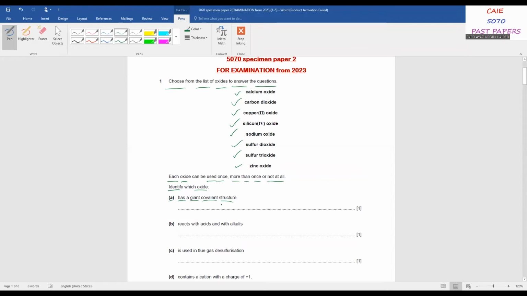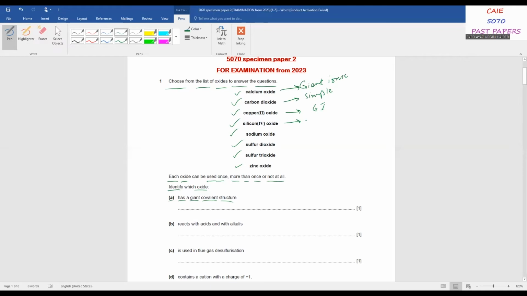For this, we'll see the structures of all these oxides. Calcium oxide is an ionic compound. So ionic compounds have giant ionic structure or giant ionic lattice. So I will write here giant ionic. Calcium oxide is giant ionic. Carbon dioxide, simple structure. So you write simple. Copper 2 oxide, it's an ionic compound. Again, giant ionic.